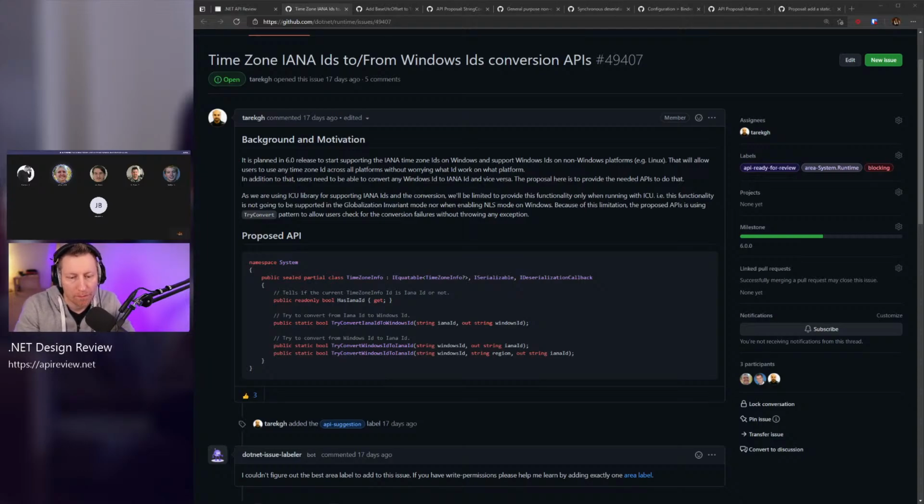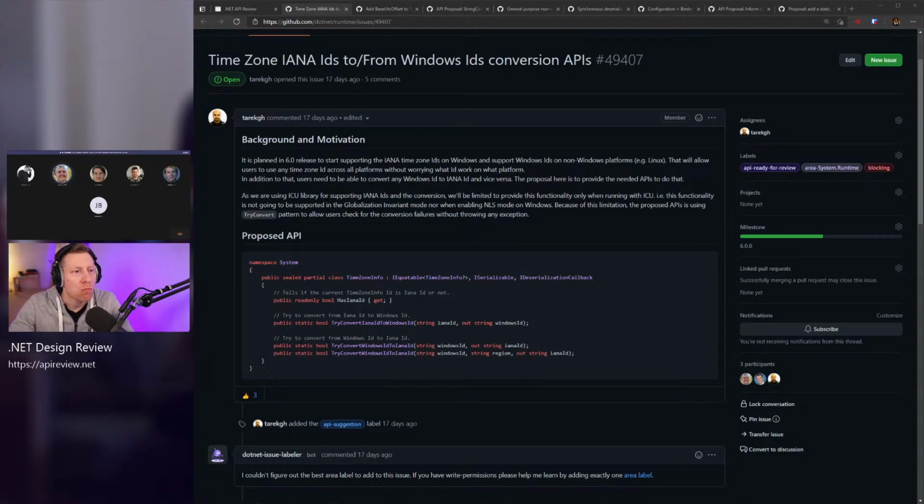So the first one is a Boolean, HasIanaId. Basically, there are only two types of identifiers we're concerned with, and it's either a Windows ID or an IANA ID. I suppose it could be a custom built time zone, but then HasIanaId would also be false. So we didn't feel like an enum was appropriate for a simple bool. The reason we need it is so that somebody knows ahead of time whether they need to explicitly call one of these convert methods below. Otherwise, they would have to always call them, even in the cases where they didn't need it.